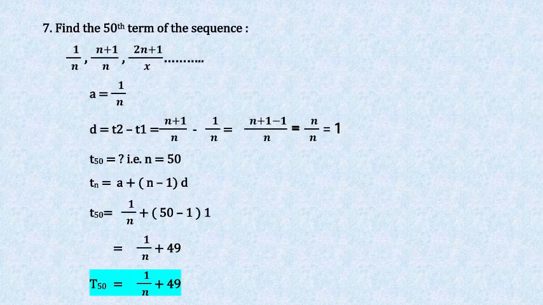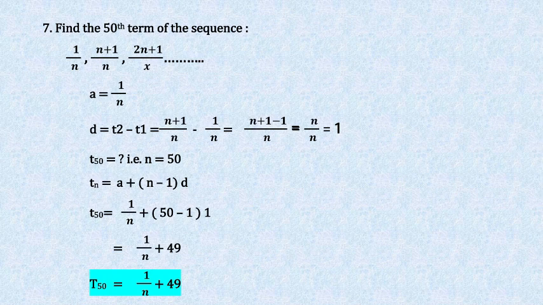Question number 7. Find the 50th term of the sequence. The sequence is given in fractional form. So the value of A is 1 by n. The value of D, that is T2 minus T1, is equal to n plus 1 by n minus 1 by n. Take the common LCM, the denominator as n. Then the numerator will be n plus 1 minus 1. Plus 1 minus 1 gets cancelled. So the result will be n by n, and that value is equal to 1.